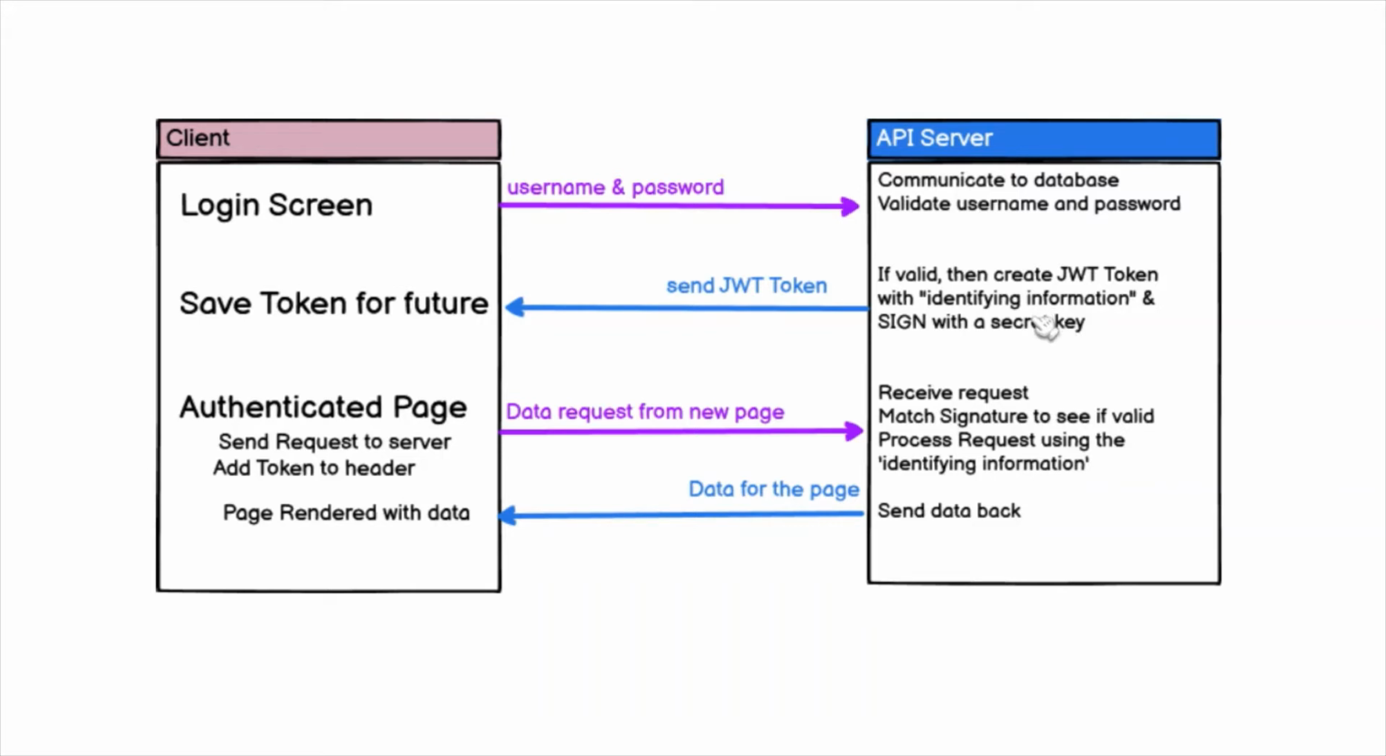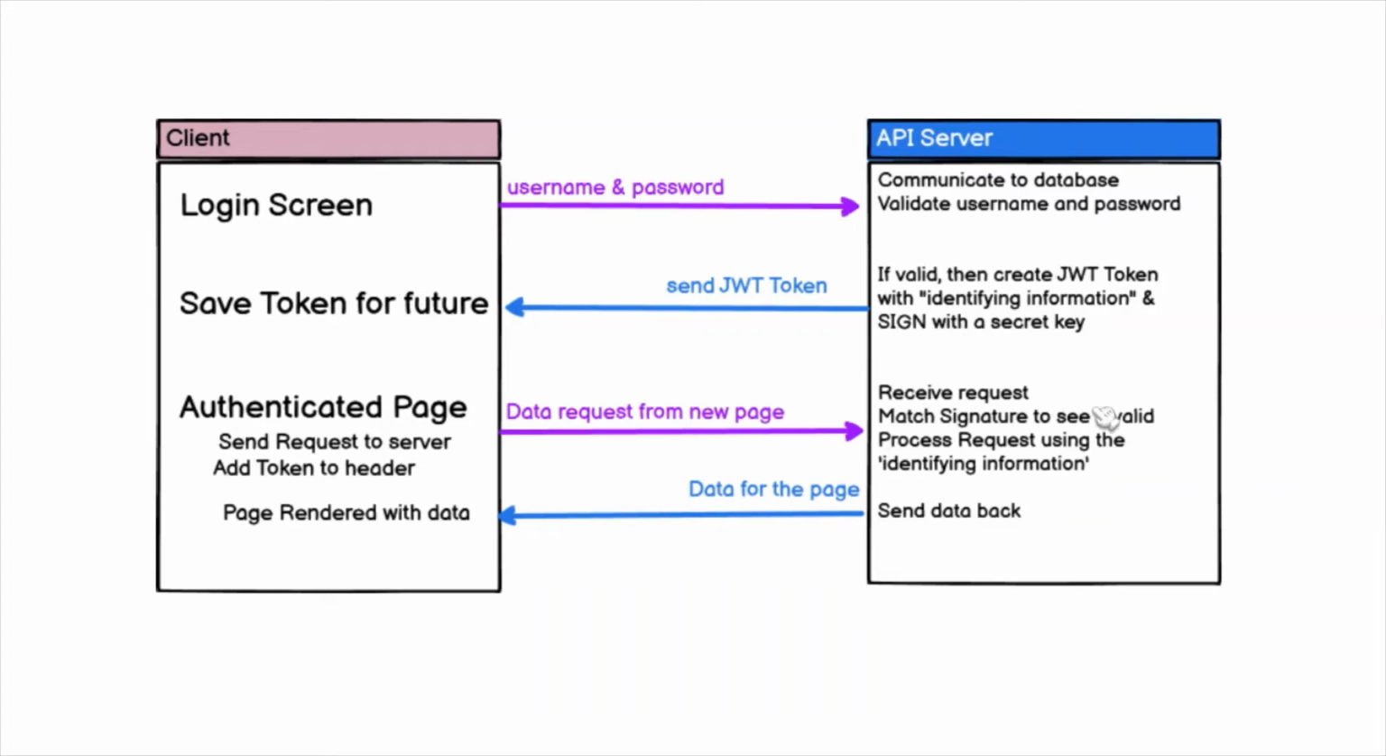Once the token is created, it will be sent to the client. The client will save the token for future, and when the user requests an authenticated page, a request will be sent to the server, and the JWT token that it has saved will be added to the authenticated header.